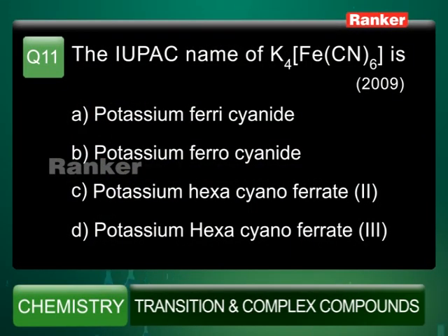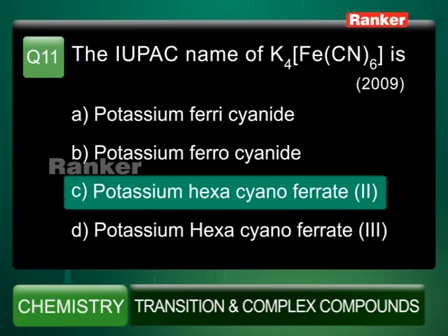A. Potassium ferricyanide. Ferri means +3. No. Coming to B. Potassium ferrocyanide. That is also not IUPAC. According to IUPAC, it is not correct. Coming to C. Potassium hexacyanoferrate(II). That is the correct answer. So here the answer is C.